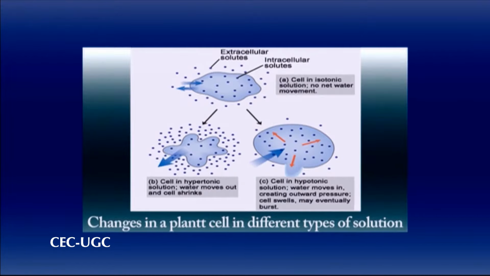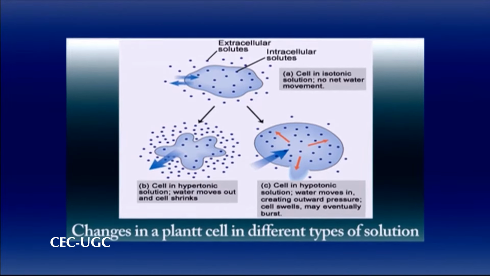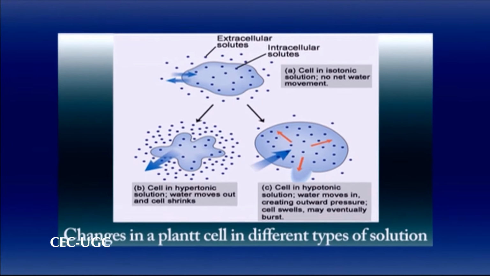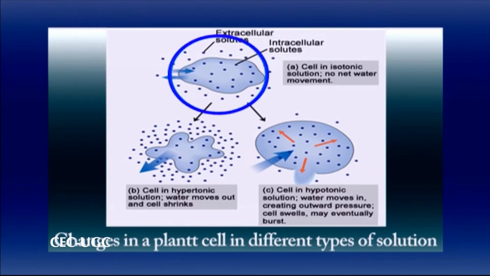This is the image showing the changes in plant cell when placed in isotonic, hypotonic and hypertonic solution. When the cell is placed in isotonic solution, no net movement of water takes place.